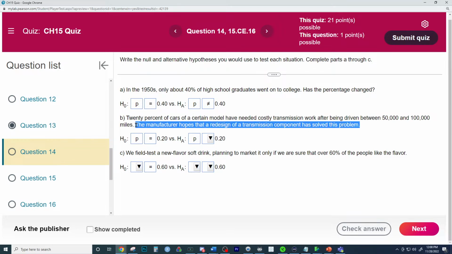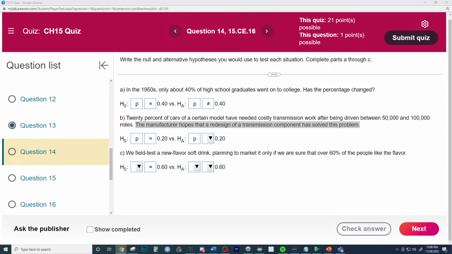So if the manufacturer is trying to fix, and Jackson, great work, got some points there, Jackson. If the manufacturer is trying to fix this transmission issue, the manufacturer would be trying to show what? That the proportion of cars that have this costly problem has done what? We might not want to say they've fixed it, but they've helped solve this problem, or they've made improvements. Maybe that would be a better way of stating it. The manufacturer is looking to show that the redesign has made improvements towards fixing the problem. So what would the manufacturer want to show? What would the manufacturer use as an alternative?